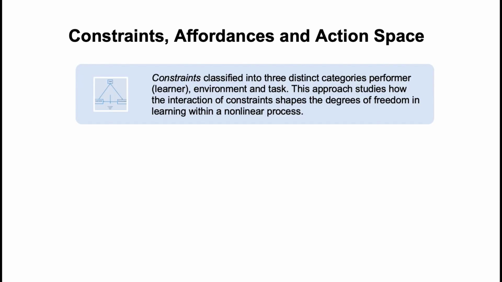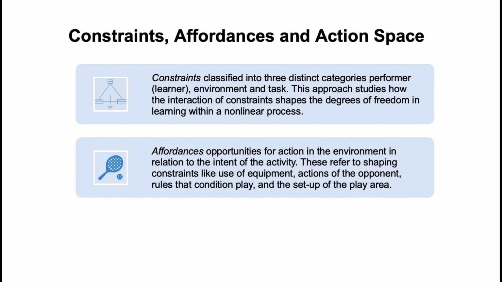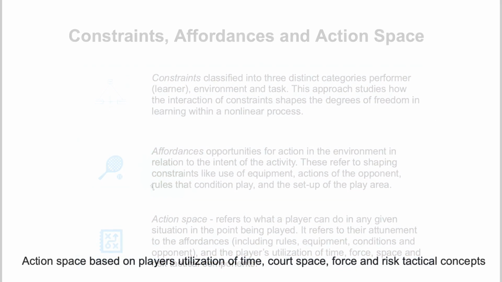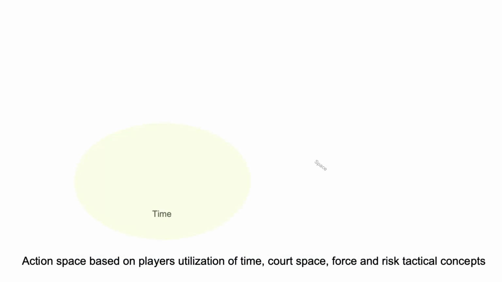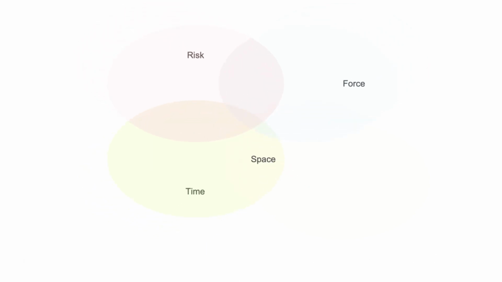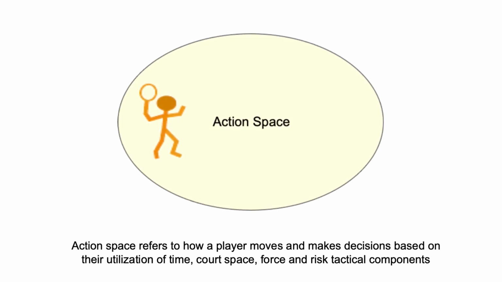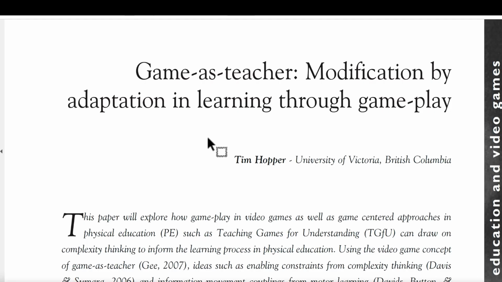In sustainable competition, the setup is to promote and match the action spaces of the players. By action space, we refer to how in a game, a player moves and makes decisions based on their utilization of time, space, force, and risk tactical concepts. To promote action spaces, games are designed where for the players: 1. Affordances in the game design promote tactical concepts, 2. Skill development emerges in relation to tactical problems, and 3. Games are designed to create opportunities for optimum challenge.